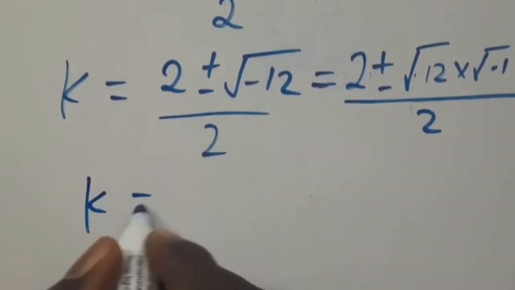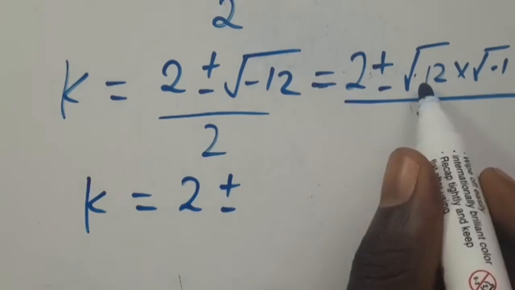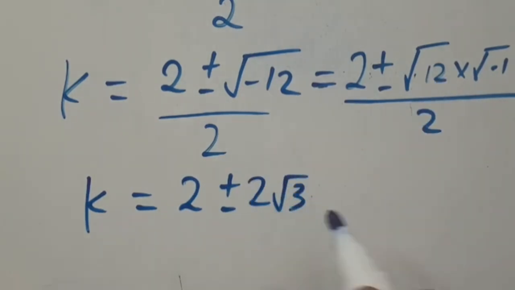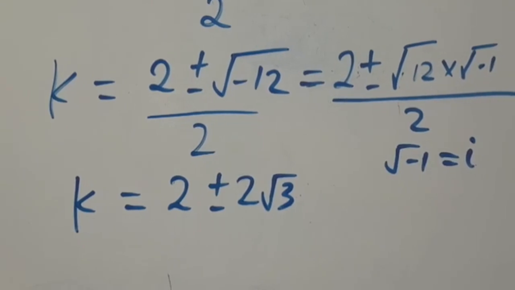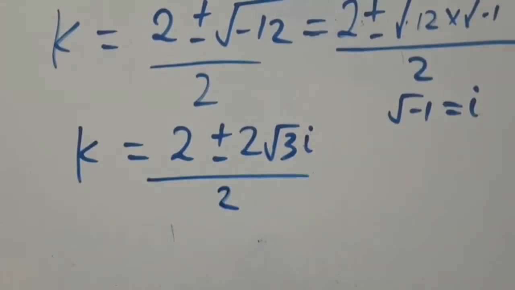We have our k to be equals positive or negative root of 12 will give us 2 root 3. Then root of minus 1 equals i in a complex space. Here will be root 3 i divided by 2.